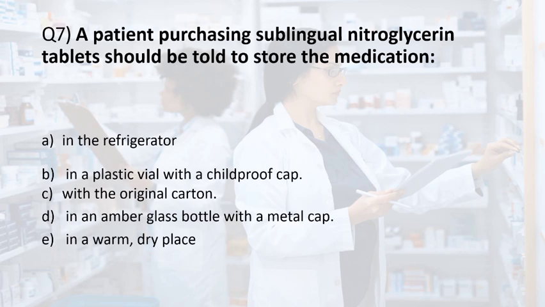Question 7: sublingual nitroglycerin tablets purchased by a patient should be stored in which of the following? A. In the refrigerator. B. A plastic vial with a child-proof cap. C. With the original cotton. D. In an amber glass bottle with a metal cap. E. In a warm, dry place. Nitroglycerin is a volatile substance, so we must store it in an amber glass bottle with a metal cap. The correct answer is D.